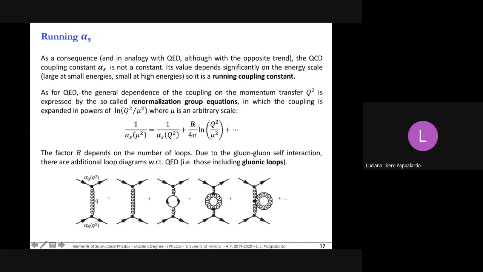Now we have a B factor here, okay? And the B factor depends on the number of loops. So due to the gluon-gluon self-interaction in QCD, there are clearly additional loop diagrams compared to QED, okay? So this diagram, of course, you cannot have in QED because photons do not interact with themselves, okay?